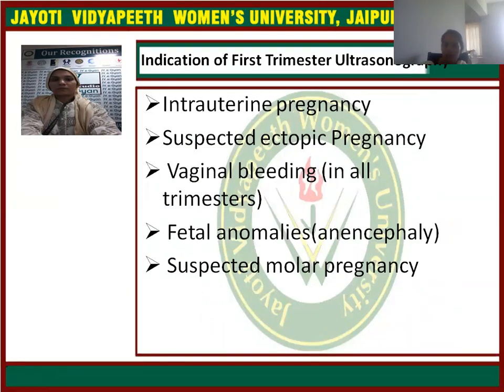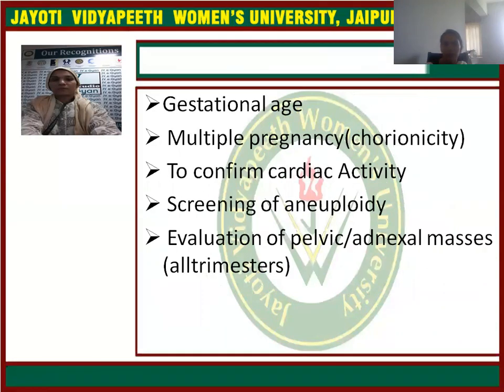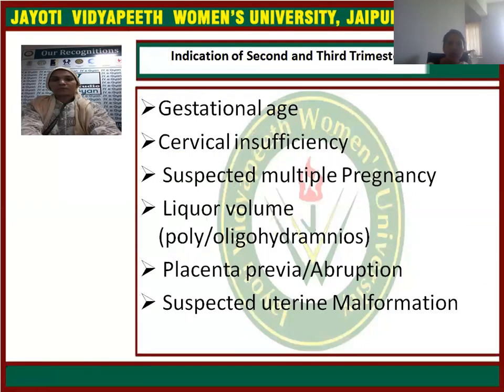Indications of first trimester ultrasound. The first one is to confirm intrauterine pregnancy. Then suspected ectopic pregnancy, vaginal bleeding in all the trimesters of pregnancy, fetal anomalies, suspected molar pregnancy, gestational age, to diagnose multiple pregnancy, chorionicity in multiple pregnancy, to confirm cardiac activity, screening for aneuploidy, and evaluation of pelvic and adnexal masses in all trimesters of pregnancy.